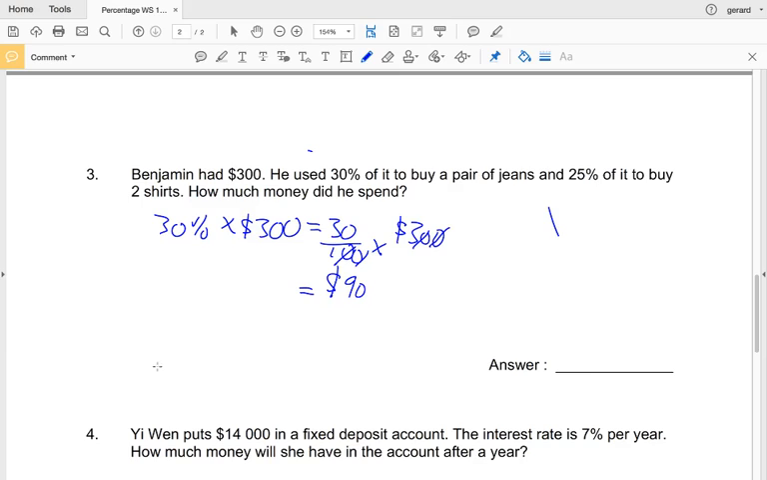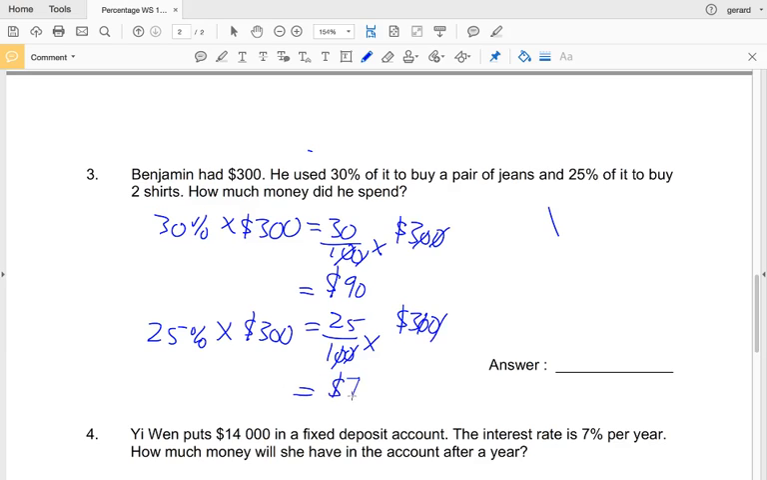Okay, then next we will find what is 25% of the original amount, which is 300. Use the same method that we are using. 25 over 100 times 300. Cancel, cancel. 25 times 3 is $75.